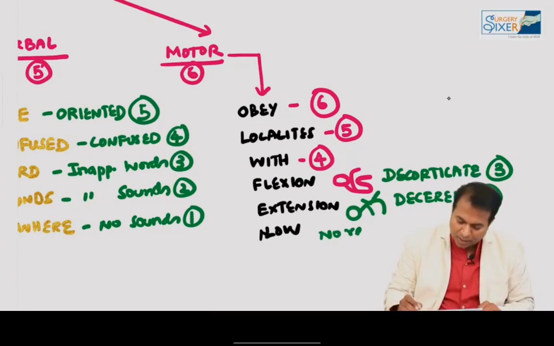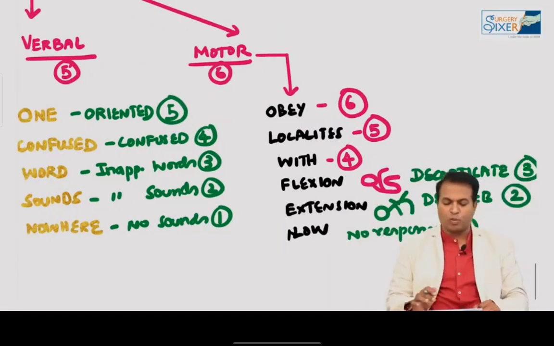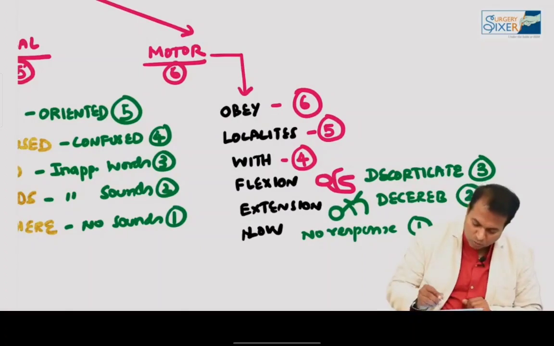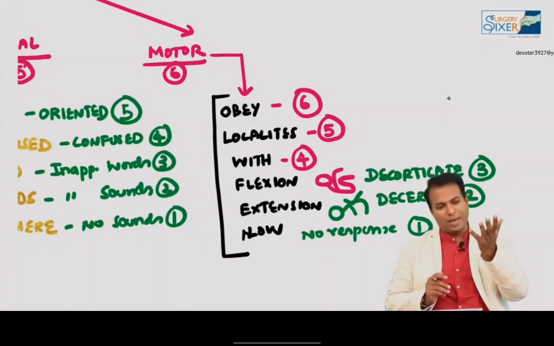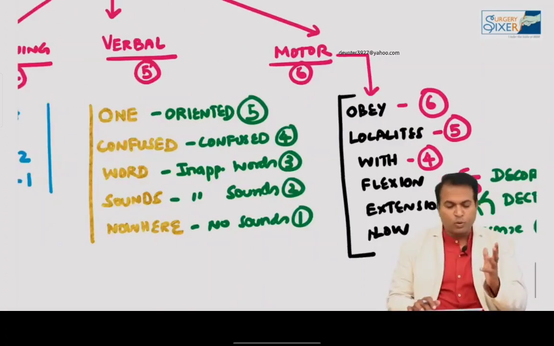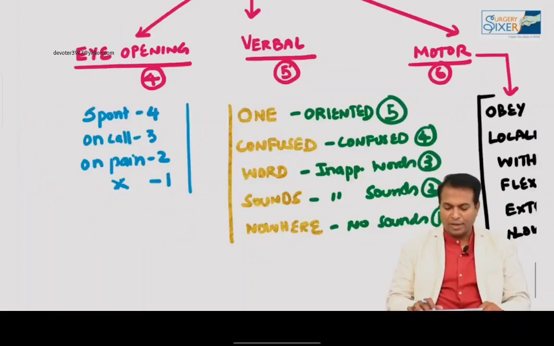No response at all. He is not moving even on painful stimuli. That is 1 point. So please remember the mnemonic: obey, localize with flexion, extension, nil. 6 points over. Verbal: one confused, word, sounds, nowhere. 5 points over. Okay, no need of a mnemonic for eye opening.